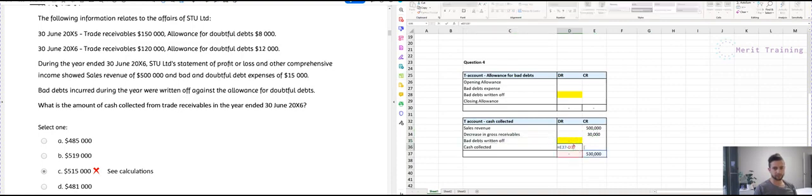So this is the cash collected numbers, and this is the numbers which contra to cash being collected, so negative cash basically. So let's figure out what this number is.